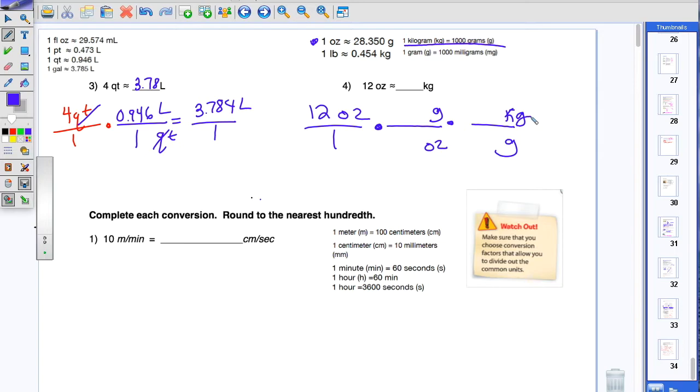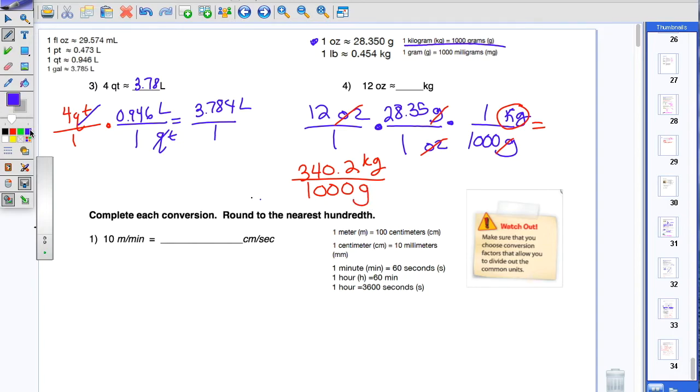Now fill in your numbers. 1 ounce in the bottom, 28.35 grams in the numerator. The second conversion factor, 1 kilogram in the numerator and 1,000 grams in your denominator. Cross off your common units, ounces, grams, we're left with kilograms. Multiply going across, 12 times 28.35 gives you 340.2, and that is kilograms over 1,000 grams.